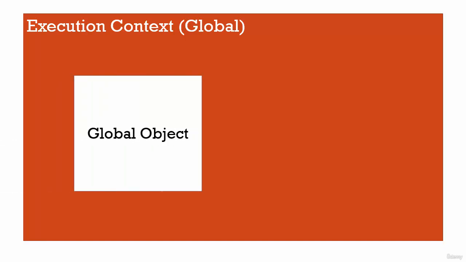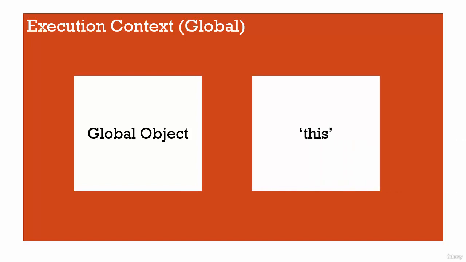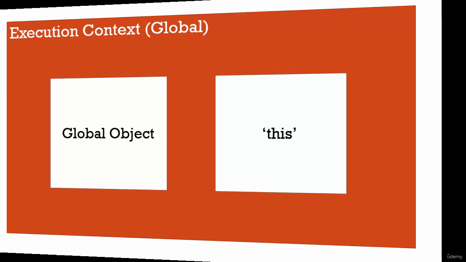It creates a global object. Remember, an object is just a collection of name-value pairs. It creates this global object, and it creates a special variable for you called this. The JavaScript engine is creating these two things for you whenever your code is run, because your code is wrapped inside an execution context. And these two things are created for you by the JavaScript engine. All right, let's take a look.